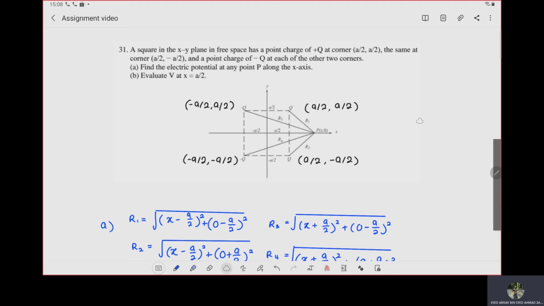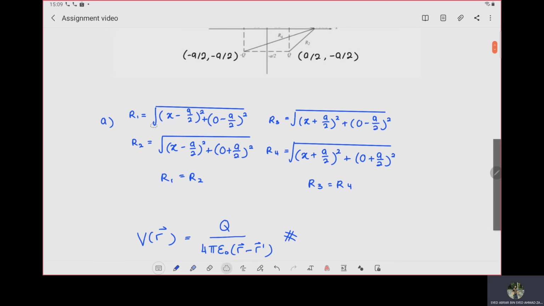Assalamualaikum. For this part, I will solve one question step by step. The first step, we read the question. A square in the xy plane. This is a square on the xy plane in free space, with a positive q here and a negative q here. The question: find the electric potential at any point P along the x-axis.